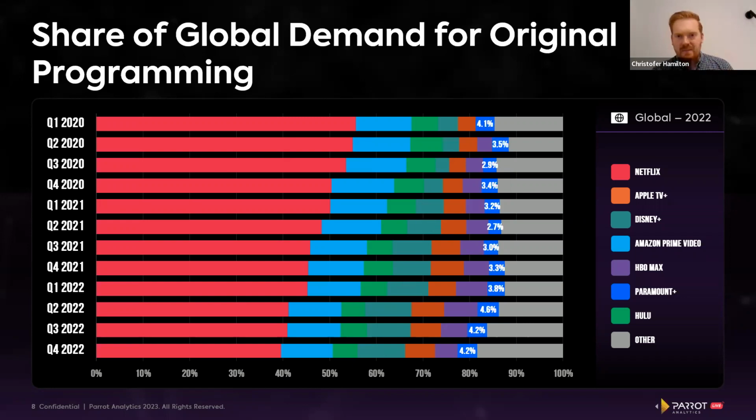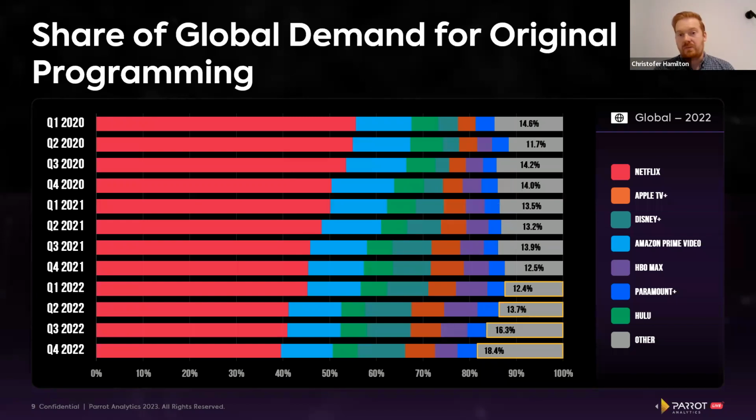And once again, highlighting Paramount Plus, like I mentioned, it had a really successful year, hit a new record demand share in Q2 when it was on 4.6%. And again, that's really due to expanding its Yellowstone universe and having a number of other really in-demand original series.